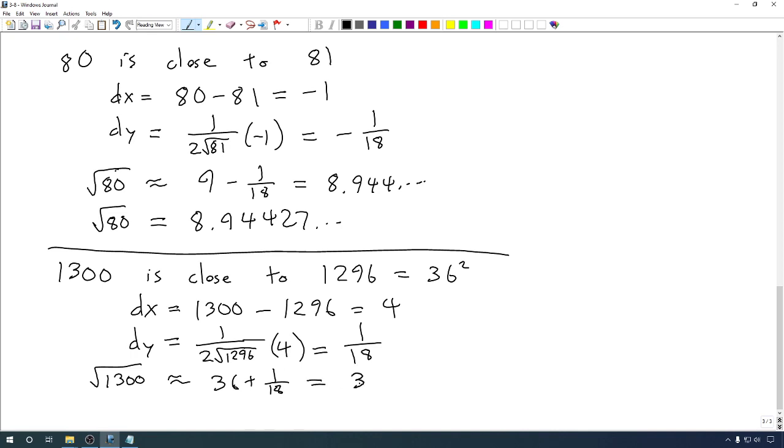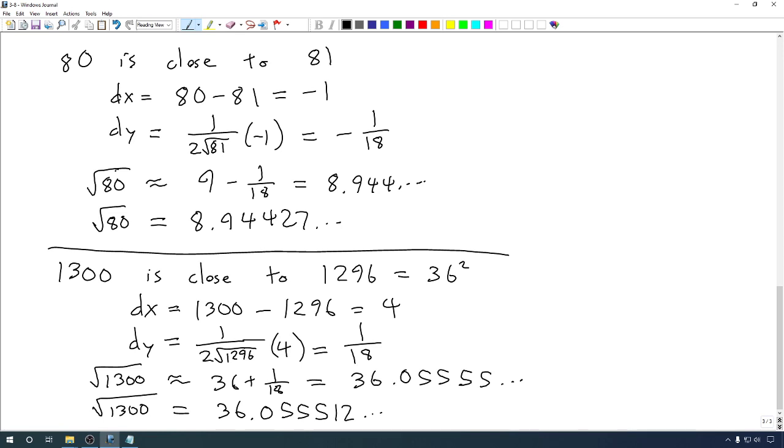and that is 36.055, and so on. It's repeating 5s after that. Actually, maybe I should even include a few more. Let's include a few more 5s. Because the actual calculator answer for the square root of 1300 is 36.055512, and so on. We actually got 4 decimal places of accuracy.